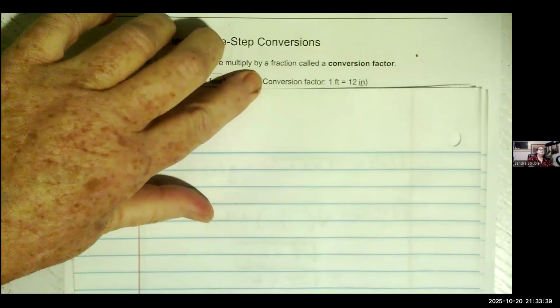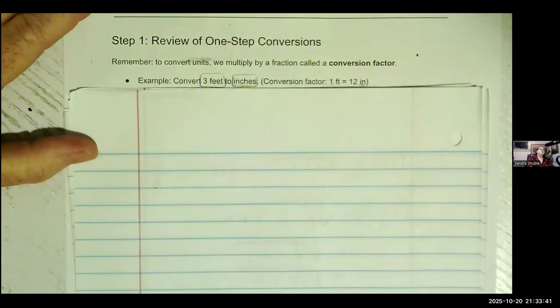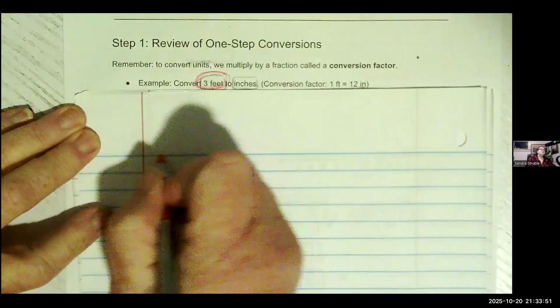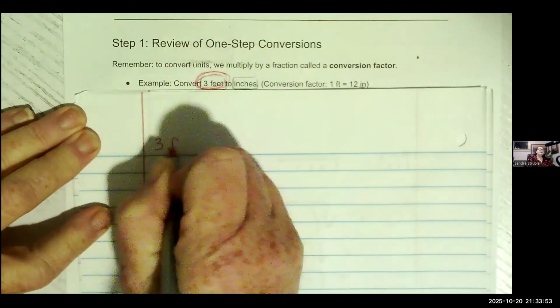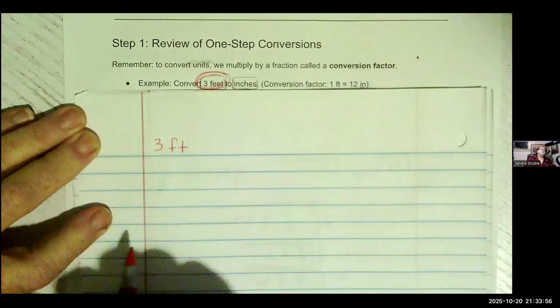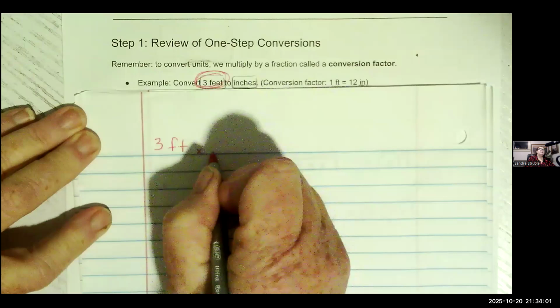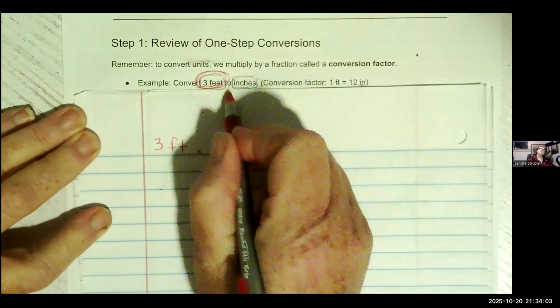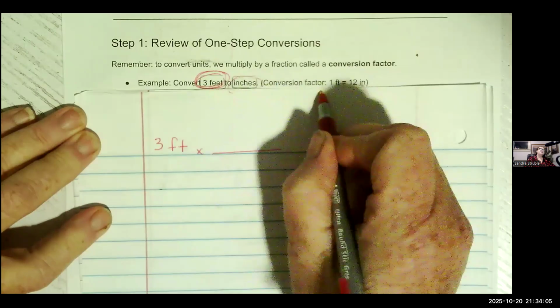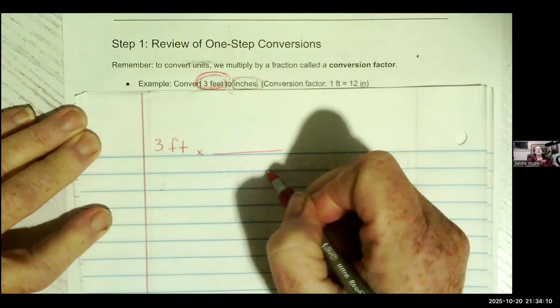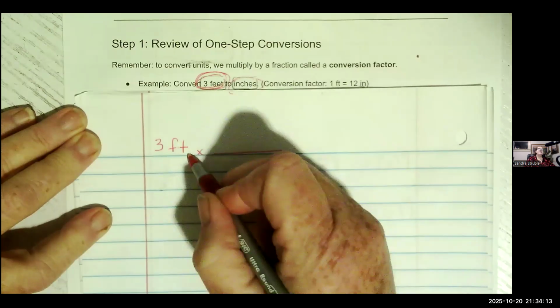So bear with me as I'm using these notes and writing on here. We want to convert 3 feet to inches. We always start with what we're given. All right, we're starting with 3 feet, and I'm going to use the abbreviation FT for feet. Now I need to get rid of feet and give the answer in inches. I've got a conversion factor I can use: either feet over inches or inches over feet. All I need to know is that I need to get rid of feet, because I don't want my answer in feet.